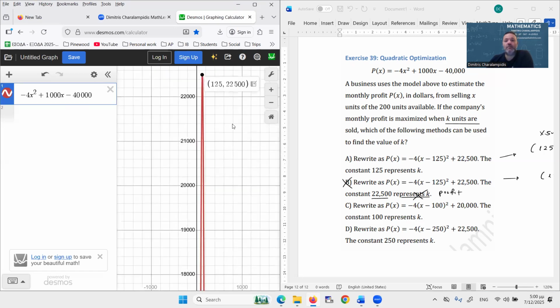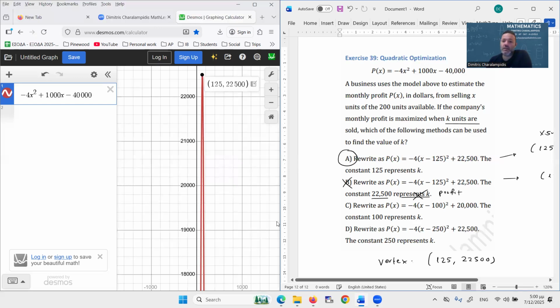Let's see the vertex. The vertex of that is 125, 22,500, which means that A is the only right one, because in C the vertex is this, which does not relate to what happens in reality. And here the vertex is 250, 22,500, which is still not right. The only right one is A.